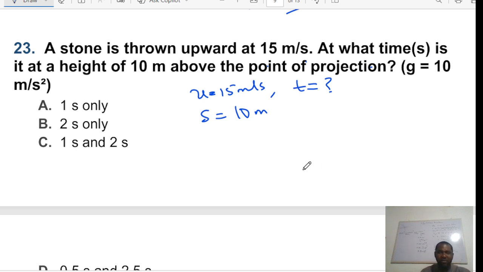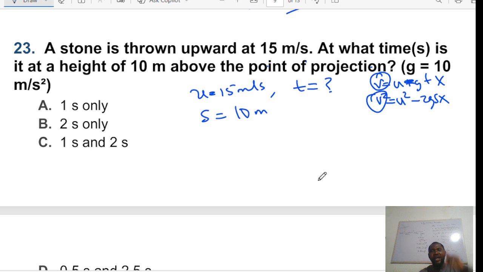So you take note. So that means this formula does not come to play. This will be wrong here. And this formula also does not come to play. Sorry, v squared equals u squared minus 2gs does not come to play. The reason why both formulas do not come to play is because we don't know the final velocities. The final velocity is only 0 at the maximum height. But here it didn't mention the height is maximum. So it only says what is the time at that height. So the best formula to use here is s is equal to ut plus half gt squared. You see?